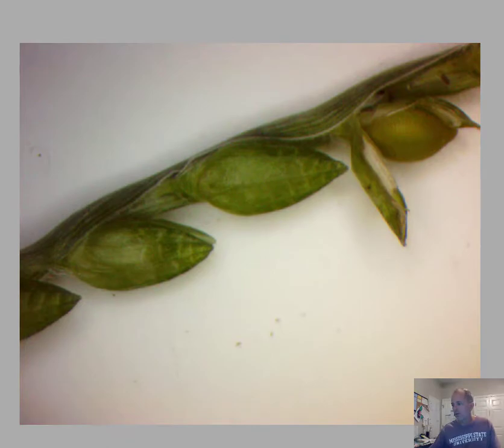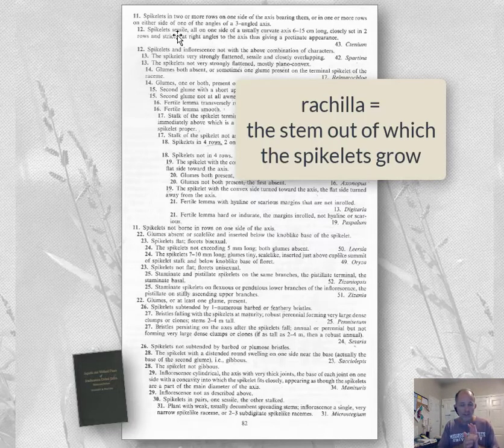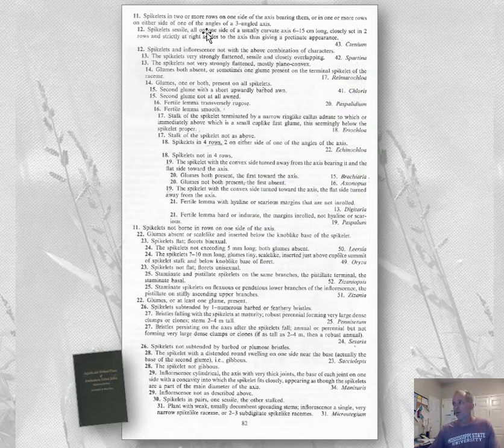So let's go back over here. Spikelets sessile. So they're not sessile. It's a short little stalk, but they have a stalk. If they didn't have that stalk, and were sitting straight down on the rachilla, the little stem, the axis that bears them, then we would read along some more. They're all on one side of a usually curvate, so curvy, axis that's from 6 to 15 centimeters long. And the genus here is Ctenium, C-T-E-N-I-U-M, Ctenium. And this is one that, at least in Mississippi, grows down near the coast.